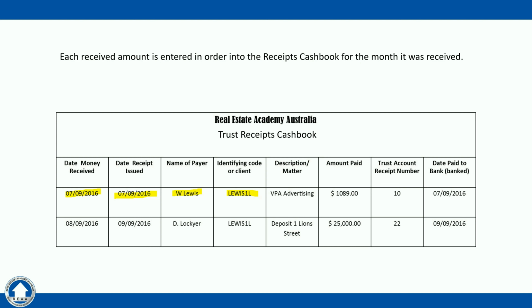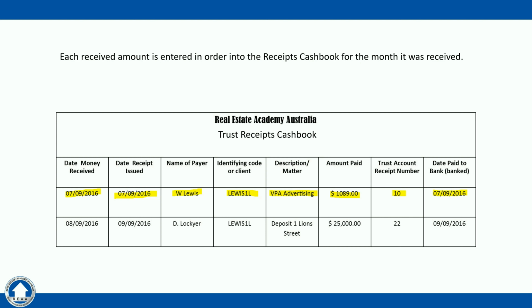And we're going to put in the description of the matter. So what was the payment for? In this case, we've got VPA advertising, so vendor paid advertising, for an amount of $1,089. The receipt number we used was 10, and we banked it on the same day. So we would do that for every single transaction that we receive for that month.